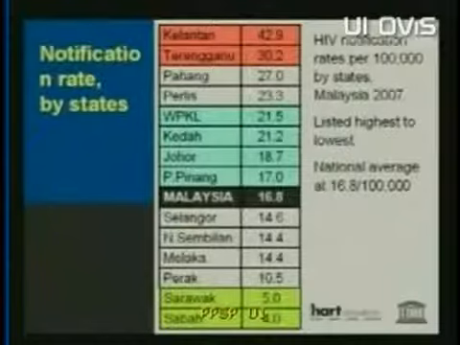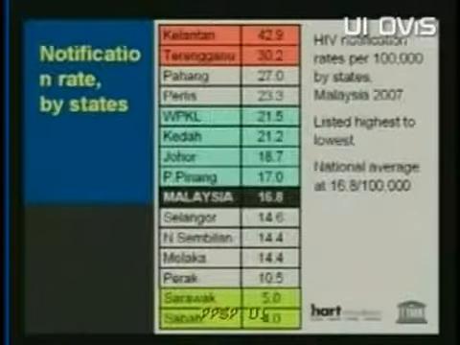But if you look at the top two states with the highest notification rates per 100,000 population, Kelantan and Terengganu are the two states on the northern east coast of Malaysia. They are also the two most conservative and, I must say, rural states. That is a cause of concern because not much attention has been paid to these two states, and yet they are showing the highest notification rates.